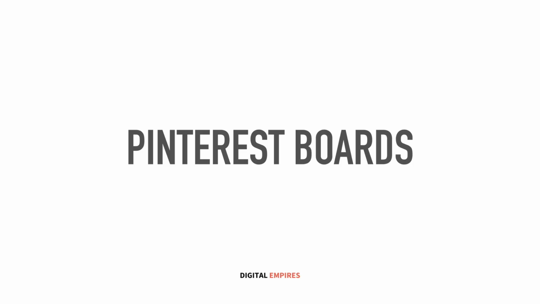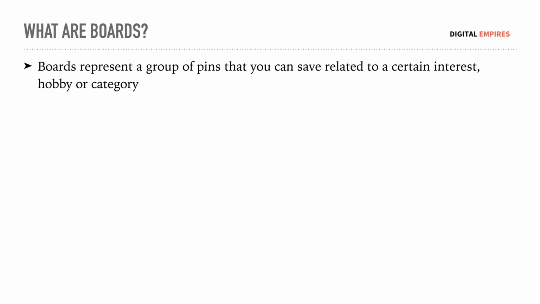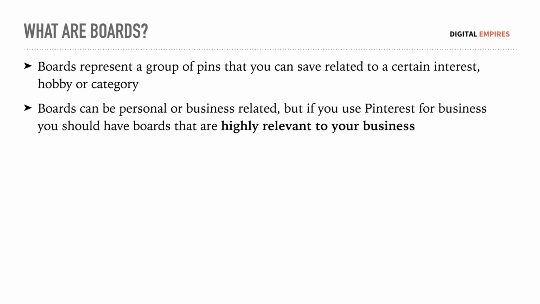So first things first, let's talk about what exactly boards are and how you can use them on Pinterest. Boards represent a group of pins that you can save related to a certain interest, hobby, or a specific category. Now, boards can either be personal boards or they can be business boards, which are related to what you represent as a brand or a business.